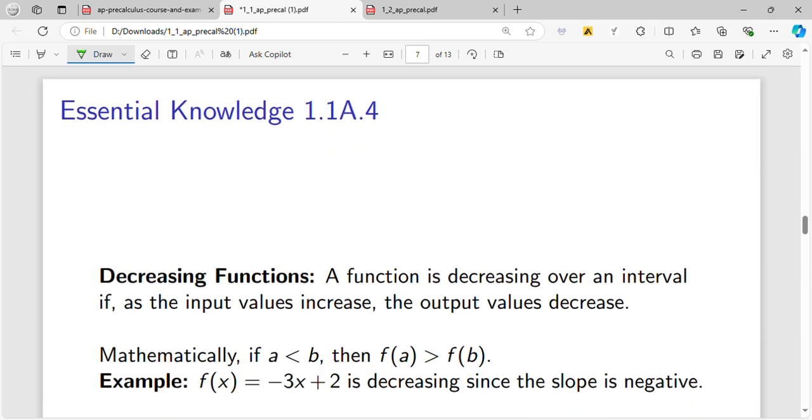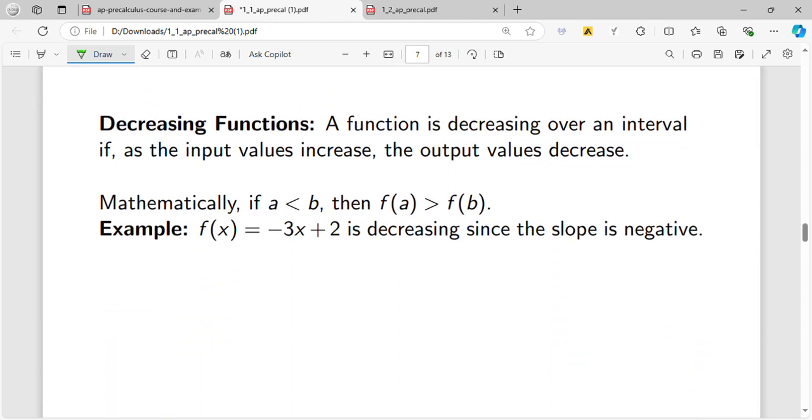Now moving towards the decreasing function is very similar, just with the difference that if the function is decreasing, then the output values will also decrease. So for example, if a is less than b, then f of a would be greater than f of b. So it is a reverse relationship with each other.